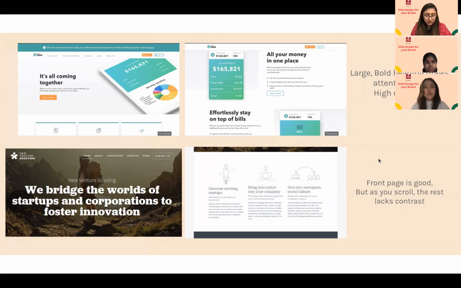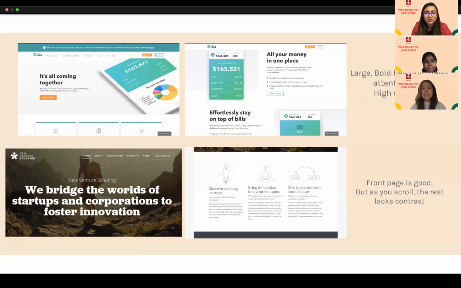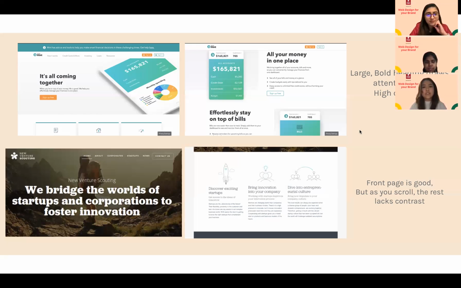So in the lower right corner, it's a poor example of the use of hierarchy, as the heading, such as discover exciting startups, does not create much of a contrast compared to the paragraphs. And this will cause, if you look at it from a further distance, that it will just be a gray spot that kind of blends together. And there's no clear focus of what they want the viewers to look at first.